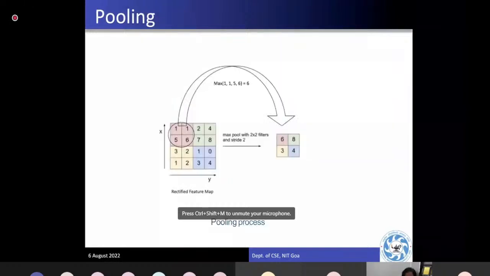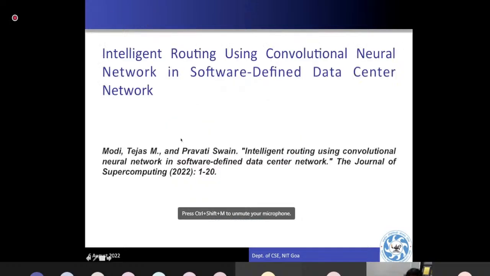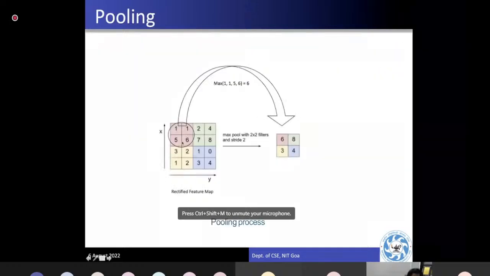I was telling you about the pooling. What is the pooling? This is an example of max pooling. Max pooling means, let's assume the filter size is a 2 cross 2 matrix. Instead of taking all the data of that 2 cross 2 matrix, you take the maximum of that. So in this simple example, here it is 6, here it is 8, here it is 4, and here it is 3. So now the whole feature map is compressed to a 2 cross 2 matrix. Previously, it was a 4 cross 4 matrix.